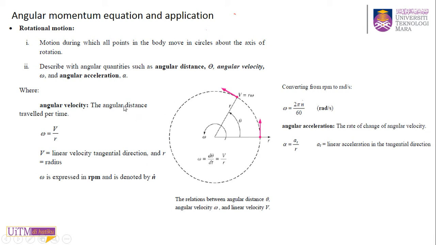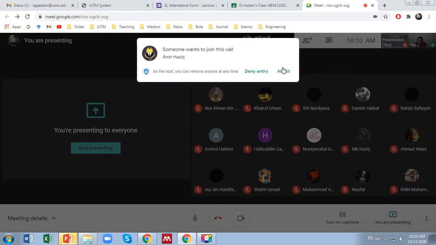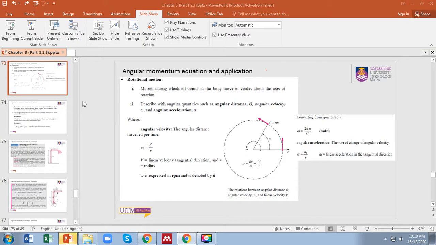So in order to find the angular velocity, people keep joining. So I'm sorry to those who joined early. I keep coming back to let them in.